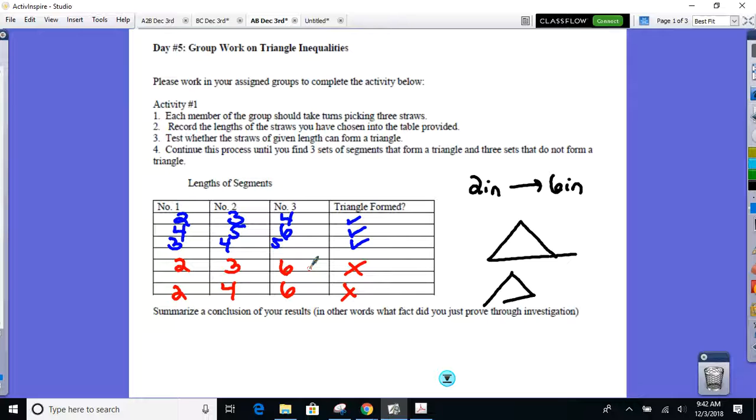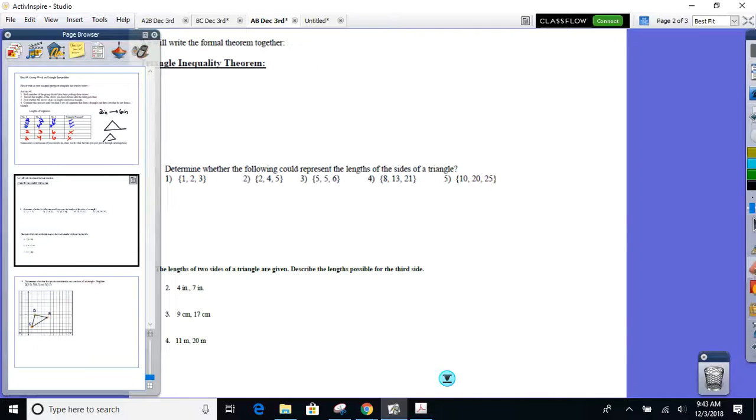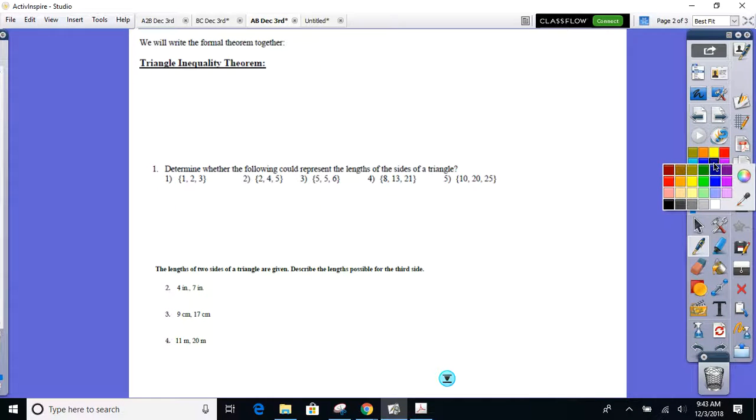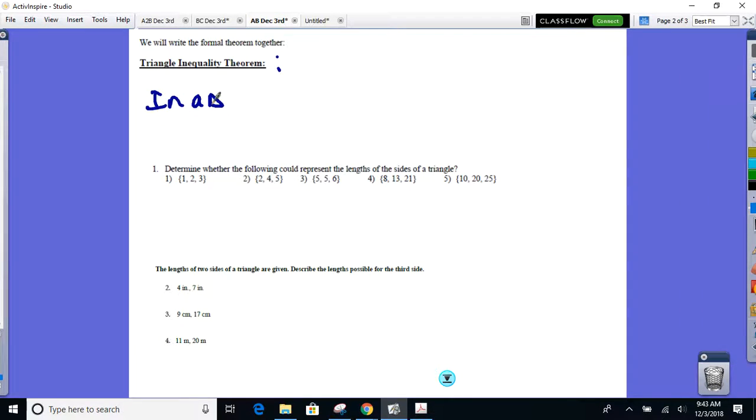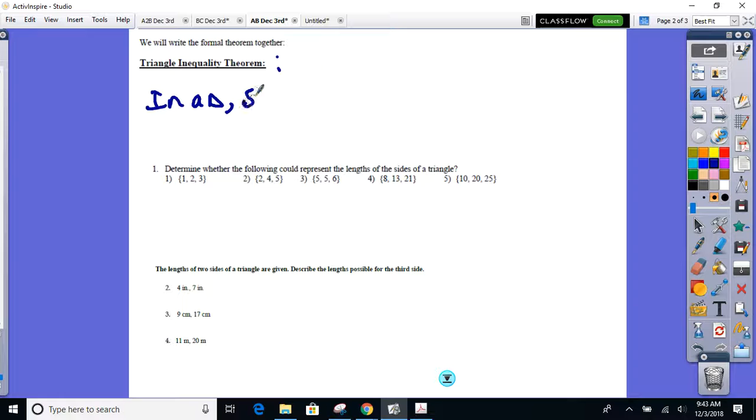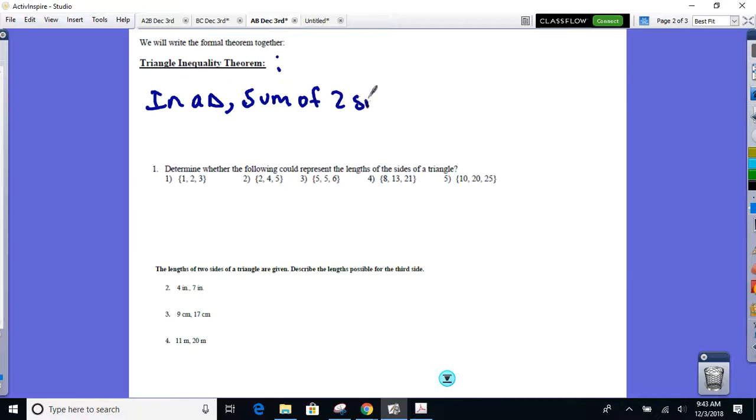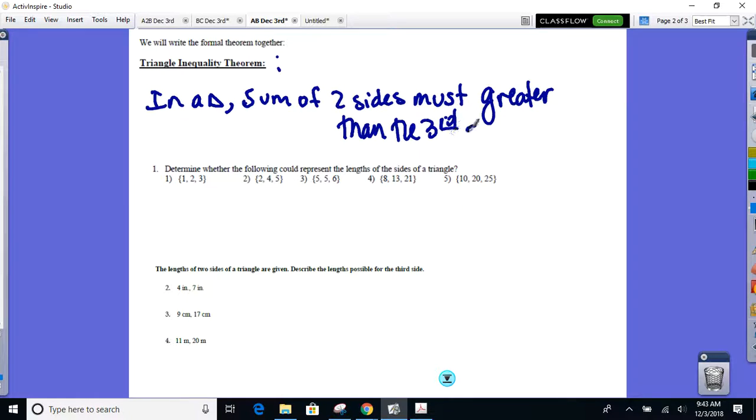And that is what you're going to write down in the box down below, which is called the triangle inequality theorem, which says the following. In a triangle, the sum of two sides. So if I'm asking for the sum, I'm adding two of them up. The sum of two sides must be greater, not greater than or equal to, must be greater than the third side. Only way you're forming a triangle, only way. Sum of two sides greater than the third side.